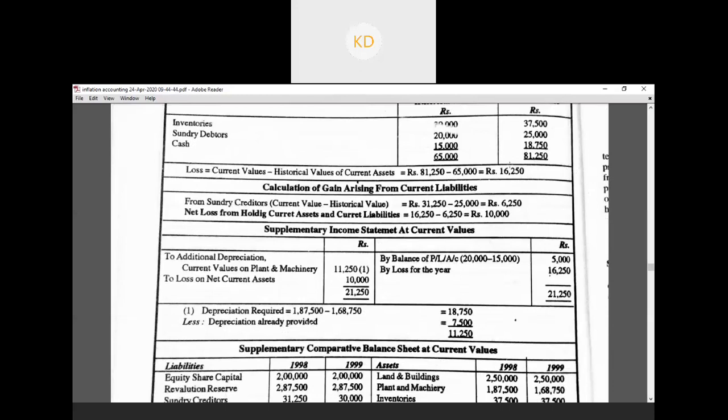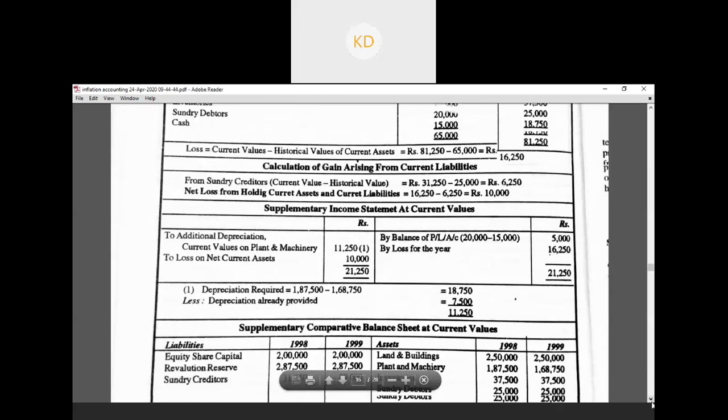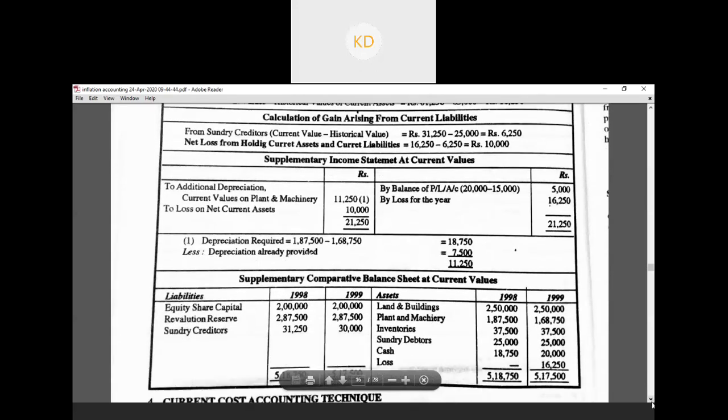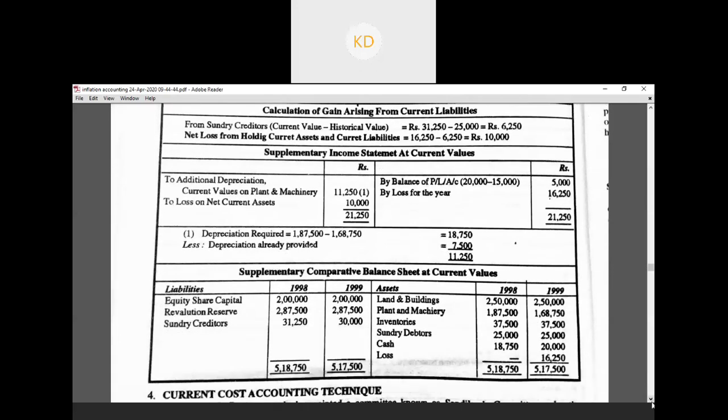Now you're finding out net gain. We do net monetary gain. So loss is 16,250, gain is 6,250. I get a net loss of 16,250 minus 6,250. I get a loss of 10,000. Now he's given you the balance which is there in the P&L account, right?